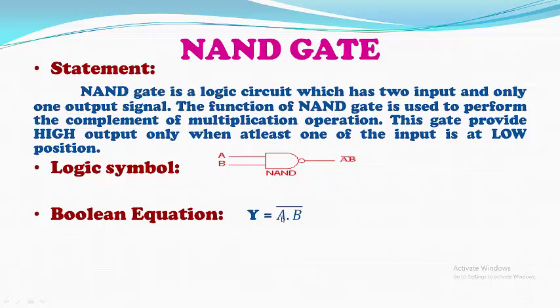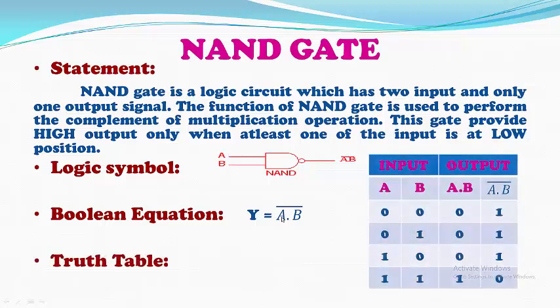This is the Boolean equation, which consists of Y equal to A into B whole bar. This is the output equation. Now we will see the truth table. As this NAND gate also has two inputs, the total combinations are 4. Input A and B, output.